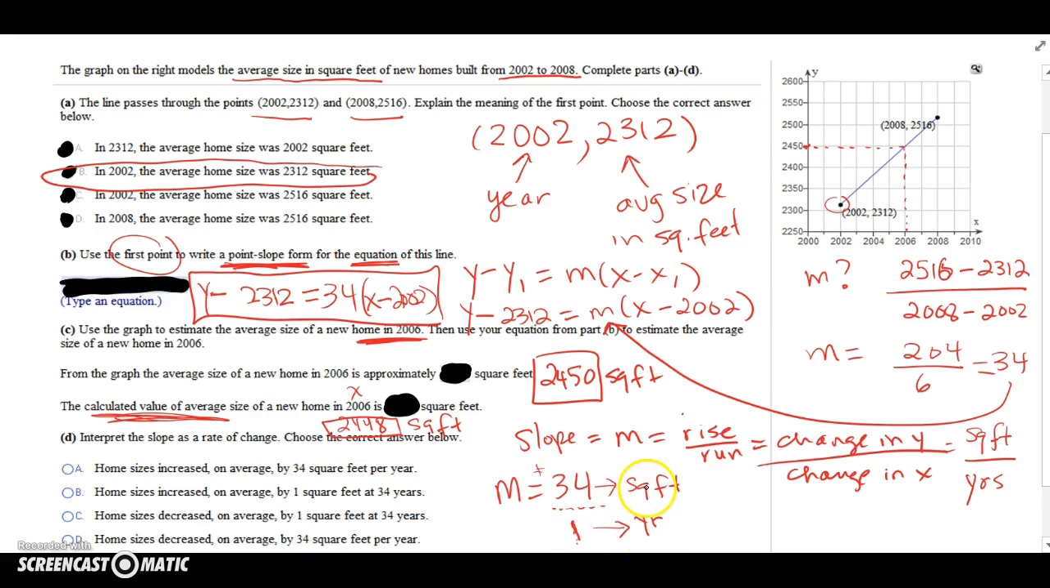Every year goes up by 34 square feet, and it looks like the answer that works here is home sizes increased on average by 34 square feet per year, which is basically what my slope says. So the answer here is A. None of the other ones really make sense. These are automatically gone because it wasn't a decrease. We can see the line is increasing, going up, so obviously the slope can't be describing something negative. It's either between A or B, and A is the one that makes sense because every 1 year, 34 square feet, not the other way around.